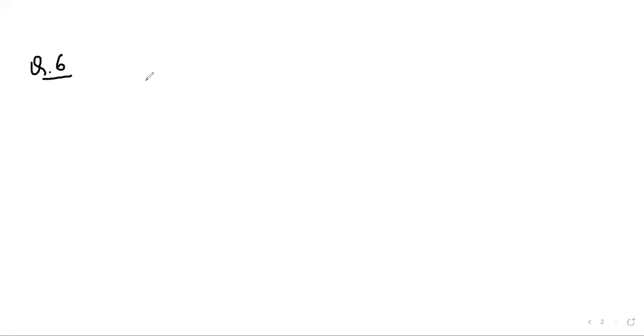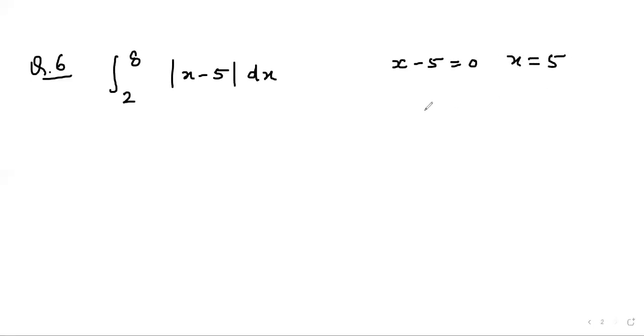Question number 6 says integration 2 to 8 modulus x minus 5 dx. Here again, the same process is to be adopted. Put the term inside the modulus equal to 0. x minus 5 equal to 0. From here we get x equal to 5. Now we draw the number line and we locate the limits. Given limit is 2. Then we have got the value 5 that lies in between, and then upper limit is 8. So in first interval, the function will be negative, and in second interval, function will be positive.